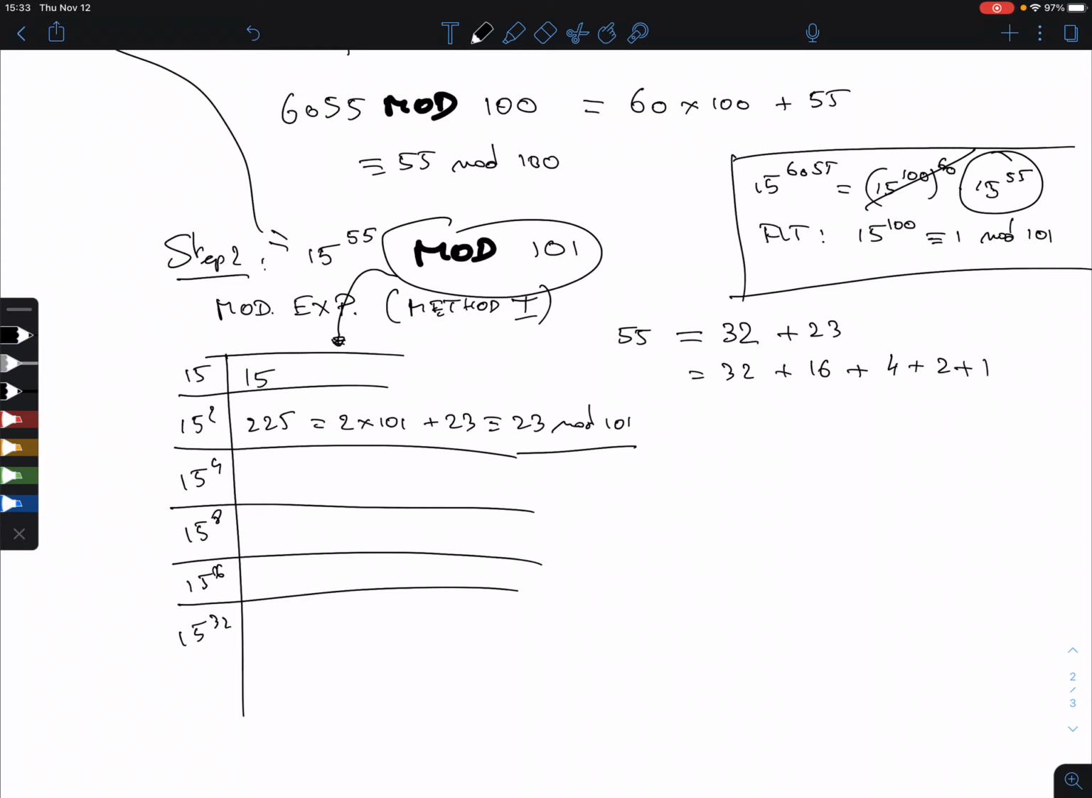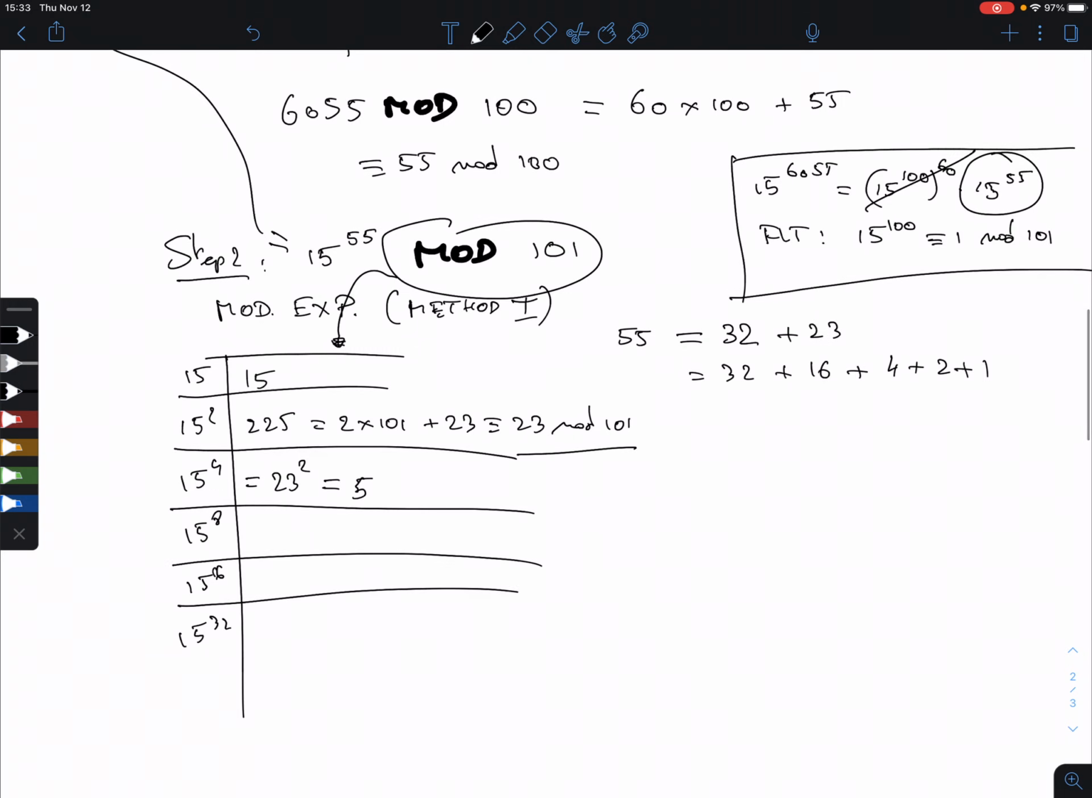23 squared, that is 529. So remember, this is 23 squared. I always use the smallest thing that I found there. That is 529. That is 5 times 101, that's 505 plus 24. So this is equivalent to 24 mod 101. Then we square this again. So 24 squared is 576. That is 5 times 101 plus 71. So this is equivalent to 71 mod 101.